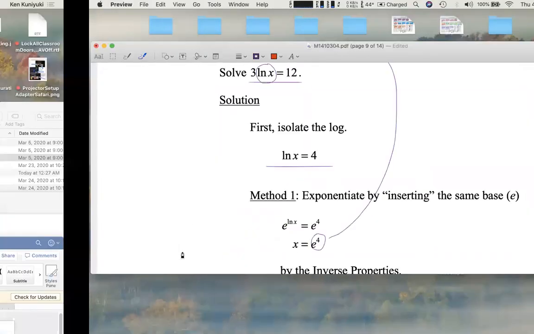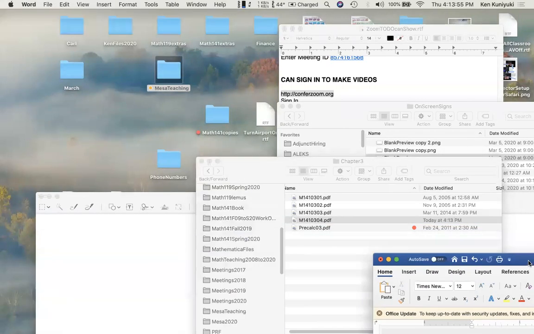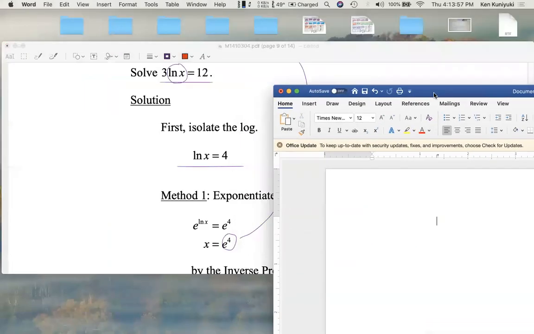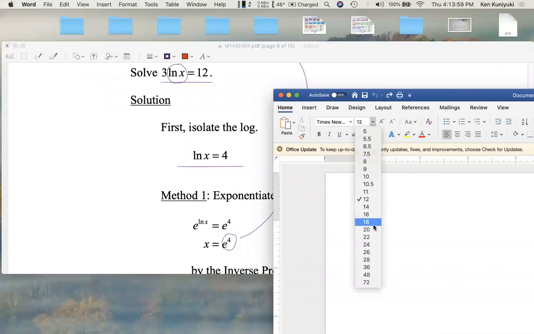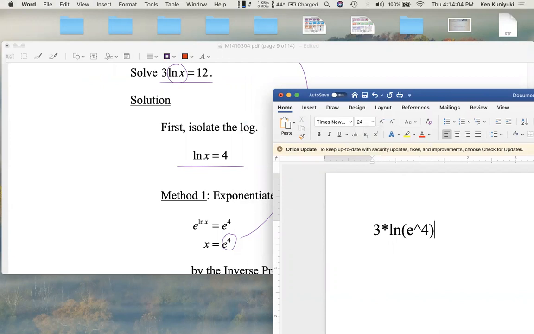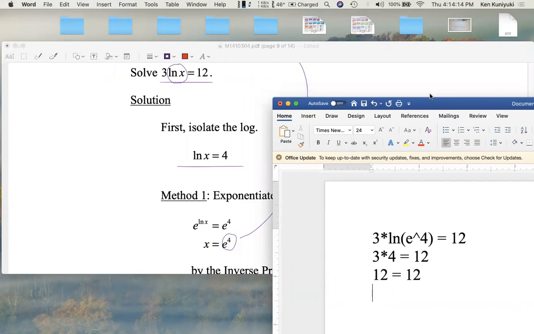In fact, we can go ahead and do the check. All right, so we could do a complete check. 3 times ln of e to the fourth equals 12. Does it equal 12? Well, 3 times ln of e to the fourth is 4. And yes, 3 times 4 is in fact 12. It checks out. Very good.